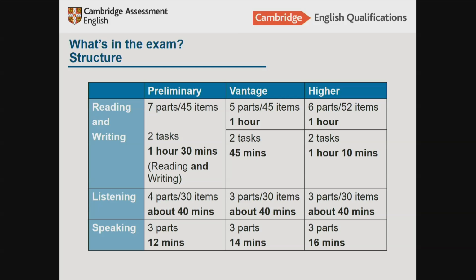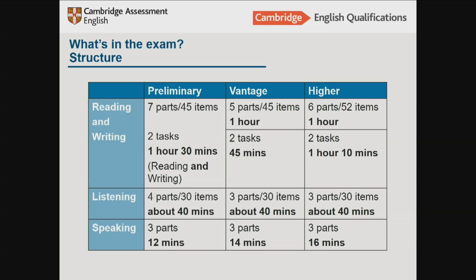You can see that for the listening exam, it's about 40 minutes for each of the 3 exams. And here, students will listen to a range of different types of listening activities and a range of different types of accents, not just British accents, as part of that exam. And we'll talk about that a bit more later.